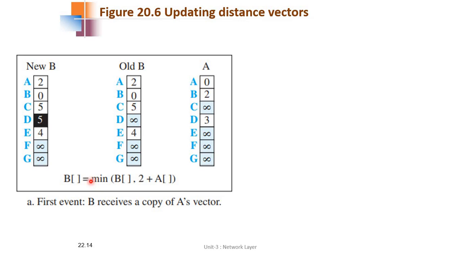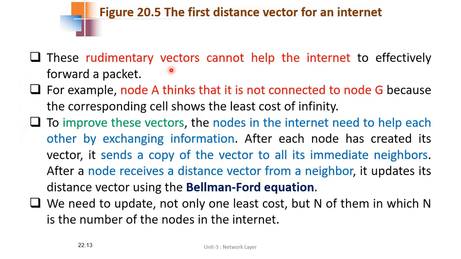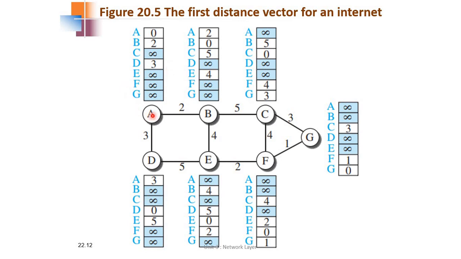Bellman-Ford is nothing but B, because now we are going to find what is the new vector table of B now. The minimum of B of that respective number, comma 2 plus A. What is this 2? Because the distance between A and B is nothing but 2. The distance between A and B is nothing but 2. For example, let me see the previous diagram. Now see here, the distance between A and B is nothing but 2.